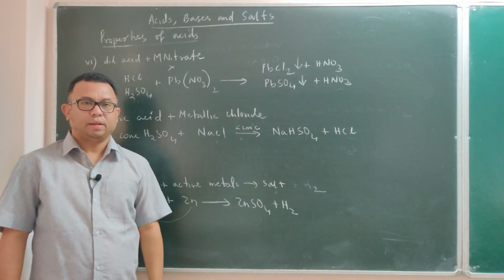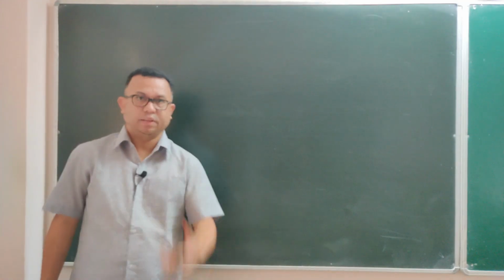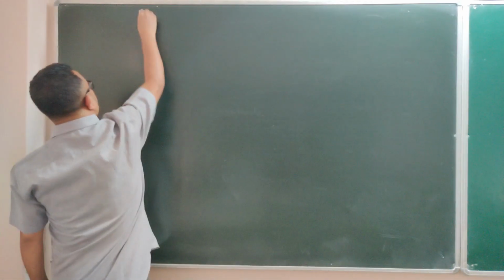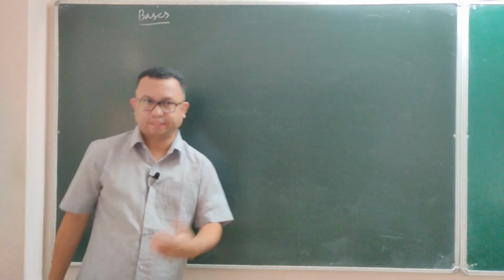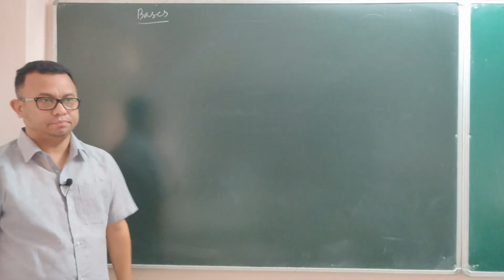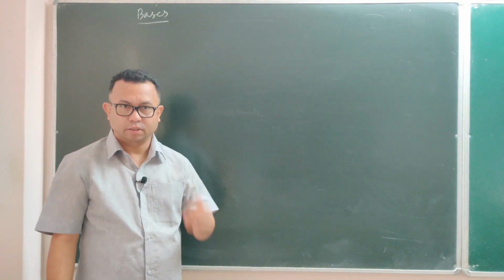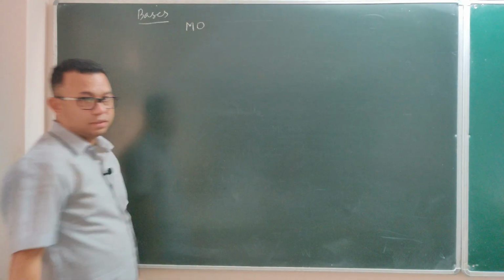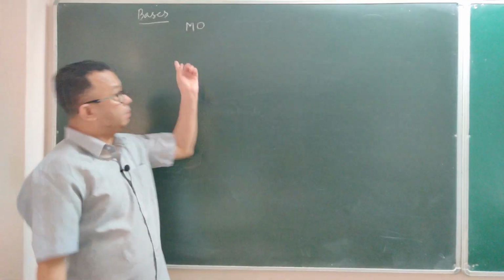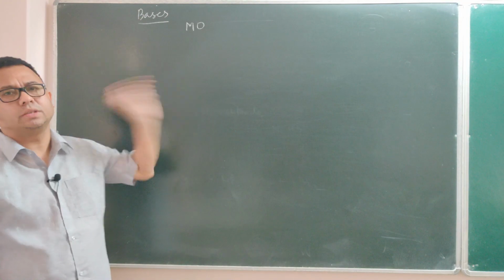Now our next topic is base. Okay, let's start with bases now. What are bases? How to define a base? Bases are metallic oxides. Either it is a metallic oxide, any metallic oxide, like for example copper oxide, zinc oxide, so many metals are there, so anything oxide.